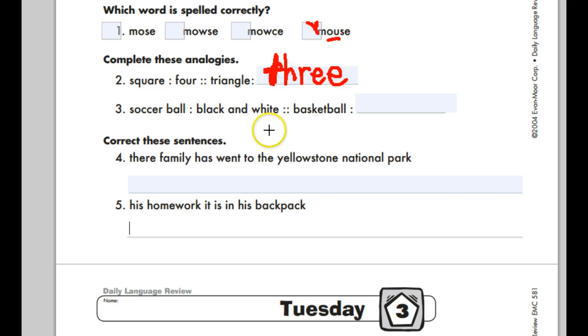There you go. Soccer ball is to black and white, as basketball is to, so we have a thing as to its color, as a thing is to its color would be orange.